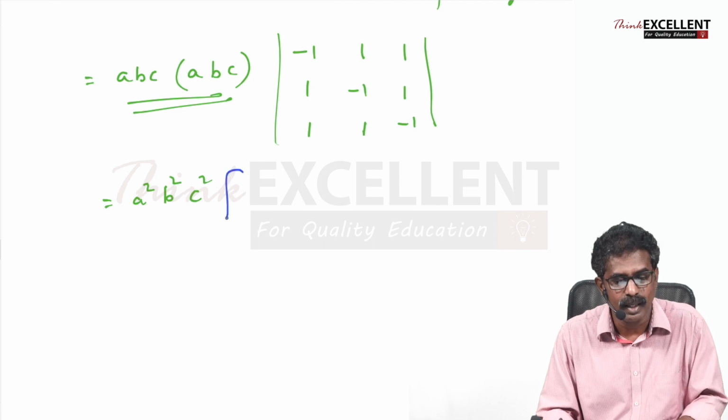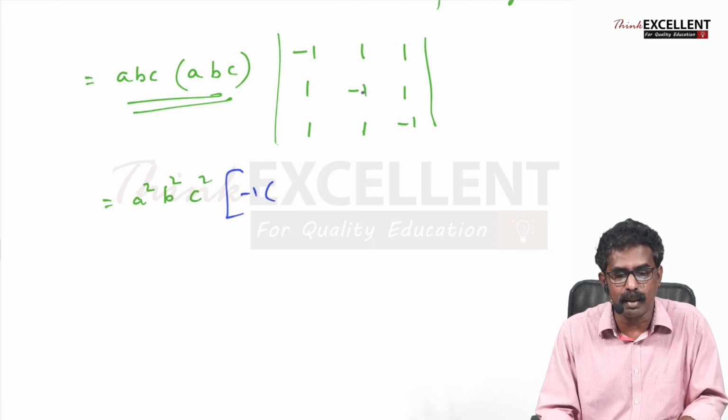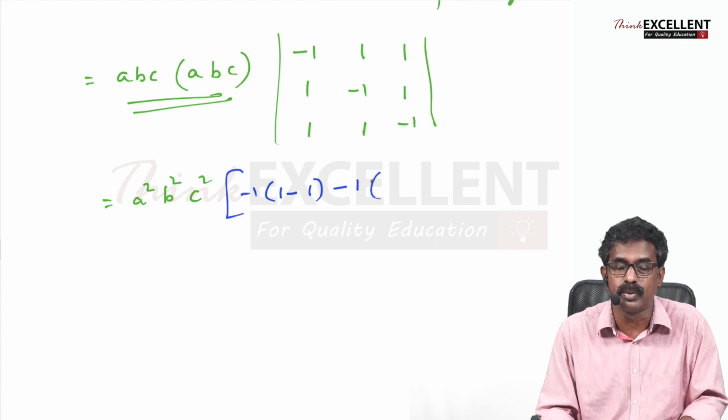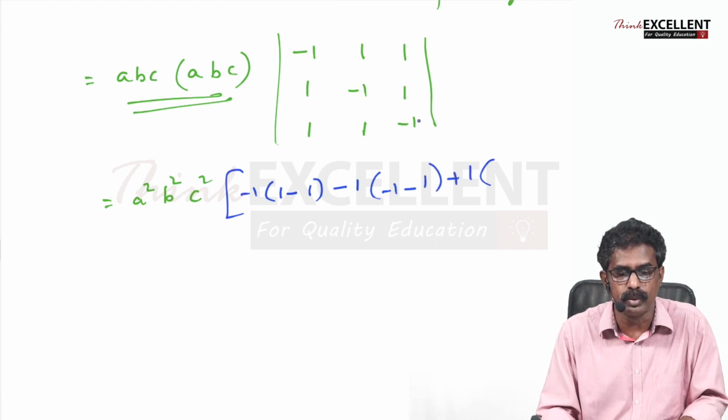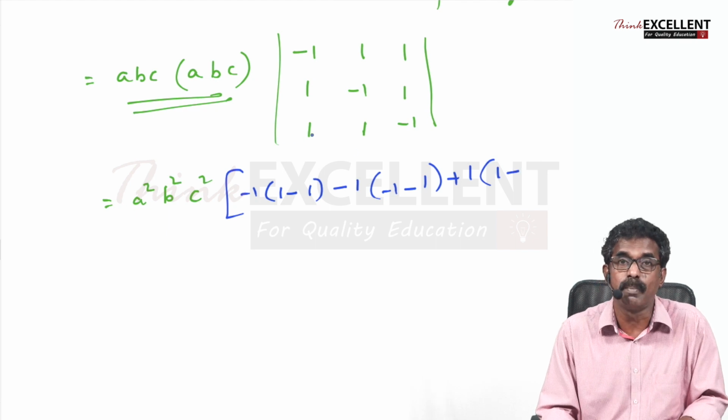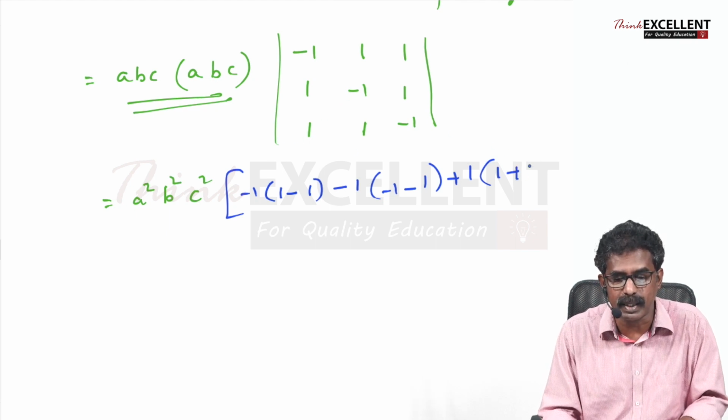Let us see. Take the first number. Minus 1 into, leave the row and column, minus 1 into minus 1, minus 1 into 1 is 1. Take the second number, you change the sign, minus 1 into, leave that row, that column, 1 into minus 1, minus 1. Minus 1 into 1 is 1. Take the third number as it is, 1 into, leave that particular row, that particular column, remaining you simplify. 1 into 1, 1 minus 1 into minus 1 is minus 1. So minus into minus is plus 1.